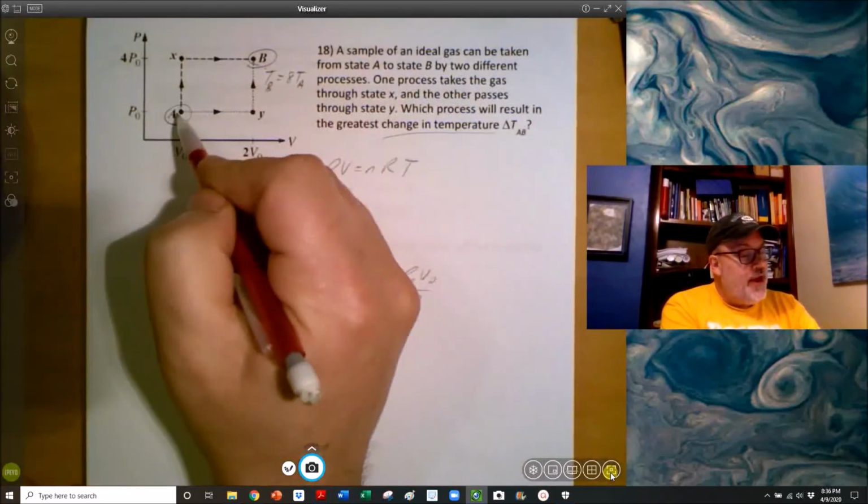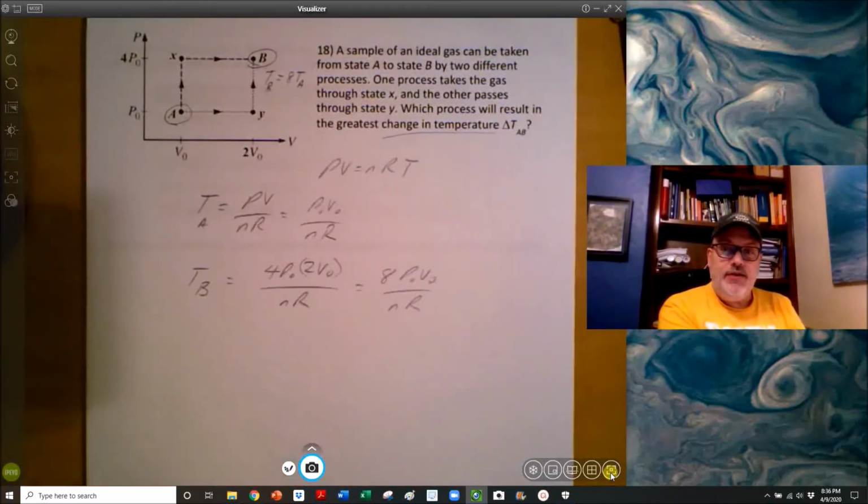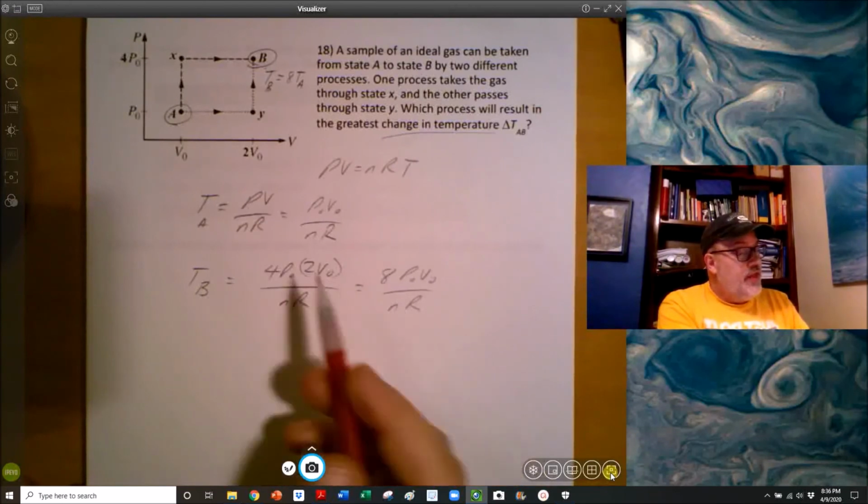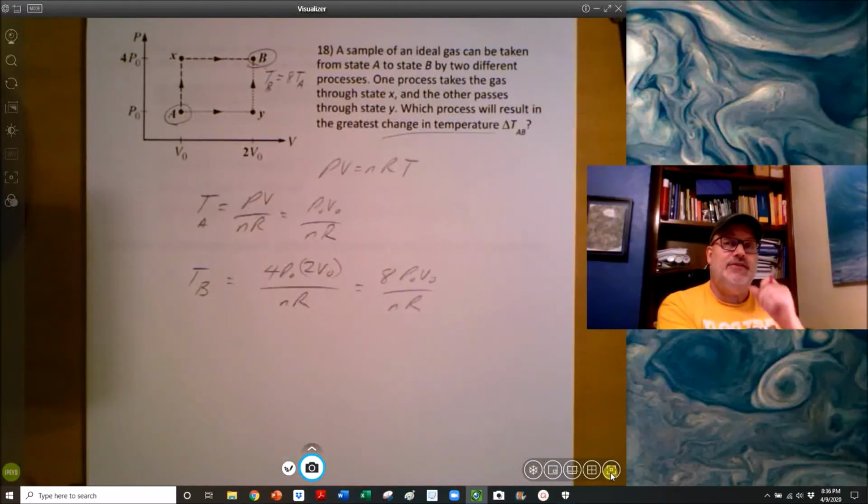But wait, does it matter which pathway we take? Did we say anything about the pathway at all? No, it makes no difference. So they both have the same exact change in temperature. Pathway is irrelevant. All that matters is where we started and where we ended for temperature.